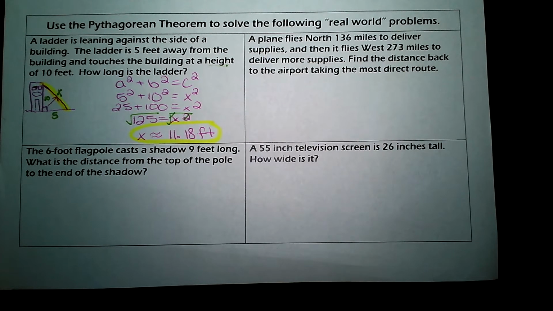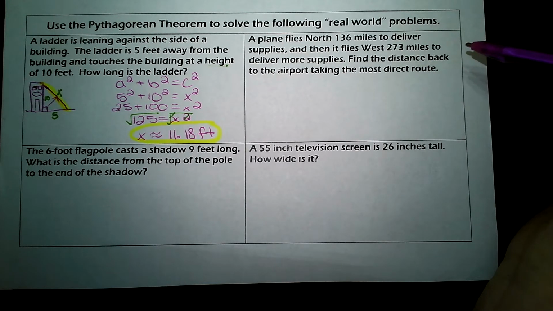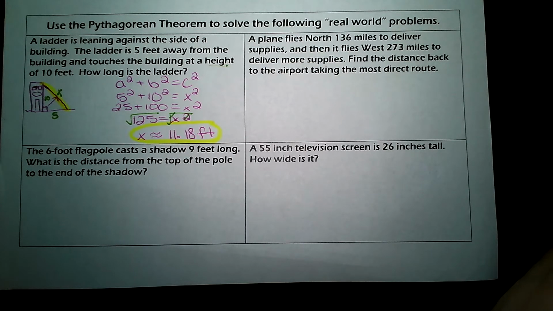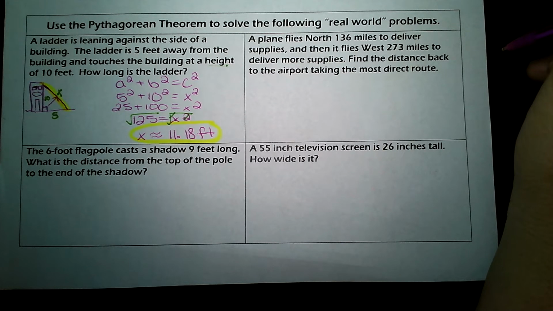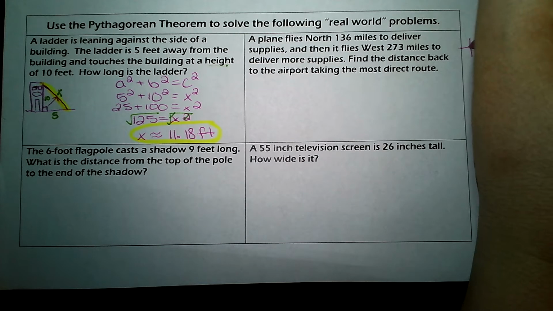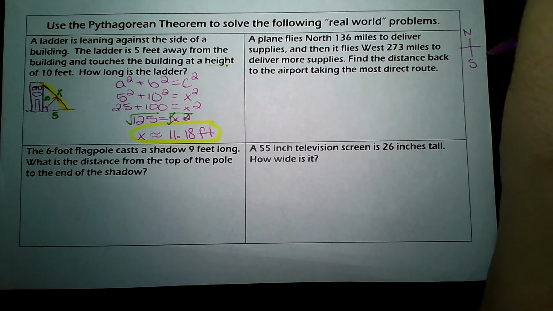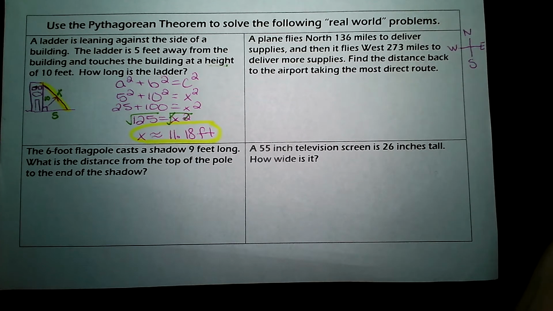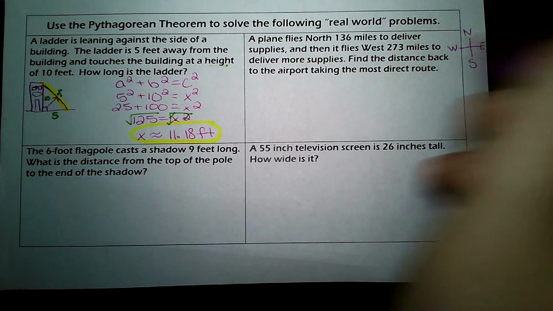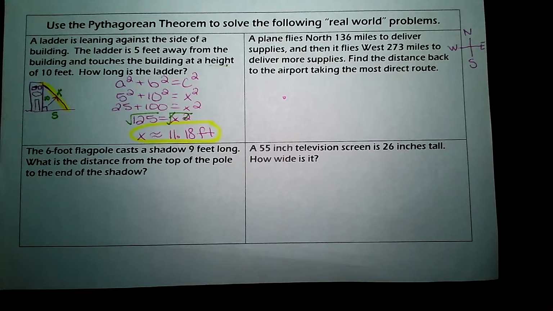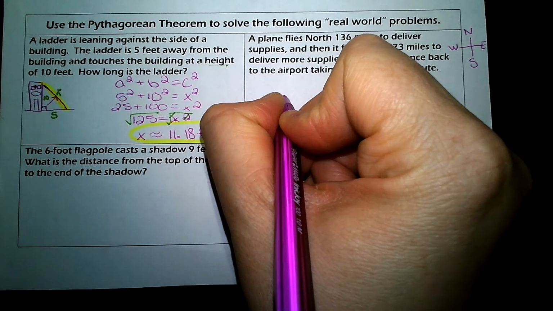All right, let's try another example. Read through first, then we'll draw a picture, and then we'll solve. A plane flies north 136 miles to deliver supplies, and then it flies west 273 miles to deliver more supplies. Find the distance back to the airport taking the most direct route. Whew, okay. Well, first things first, let's make sure we know where north, south, east, and west are. A little compass over here. North, south, east, west. Now that's going to help me draw this picture. Okay, I'm going to start at the airport. Starting at the airport, I'm going to fly north 136 miles. I'm going up 136 miles.